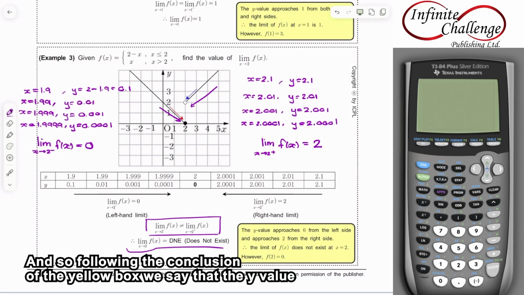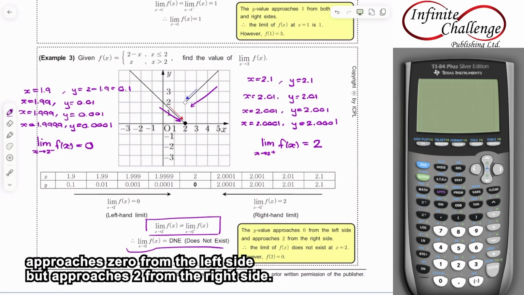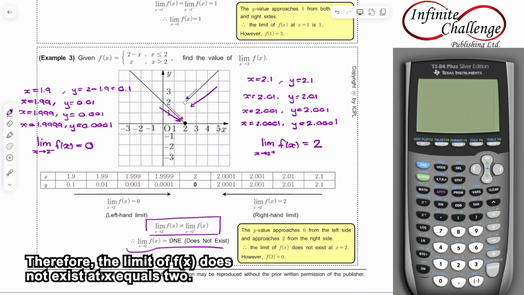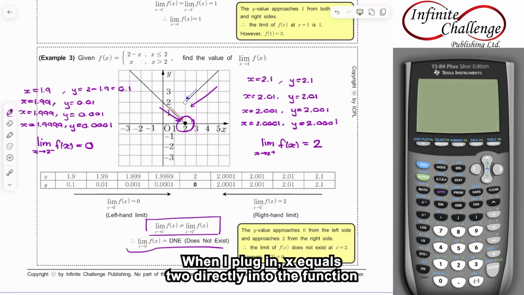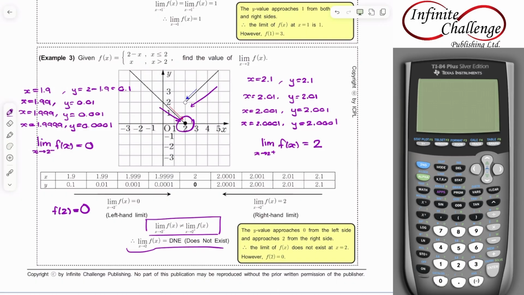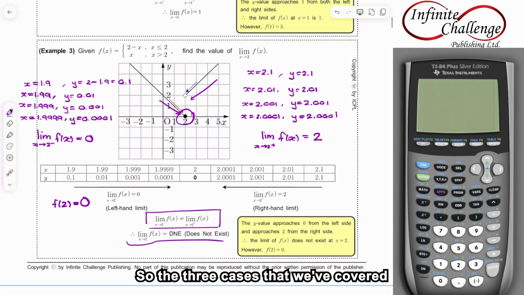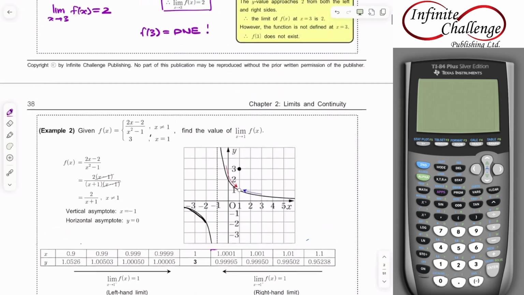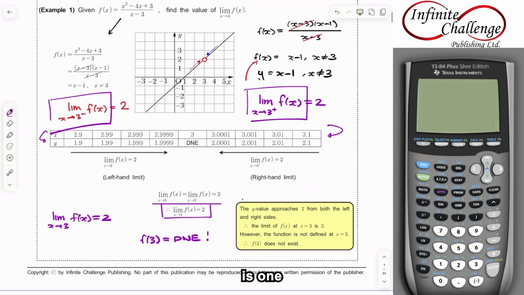And so following the conclusion of the yellow box, we say that the y value approaches 0 from the left side, but approaches 2 from the right side. Therefore, the limit of f of x does not exist at x equals 2. When I plug in x equals 2 directly into the function f, I say, oh boy, f of 2 is equal to 0.